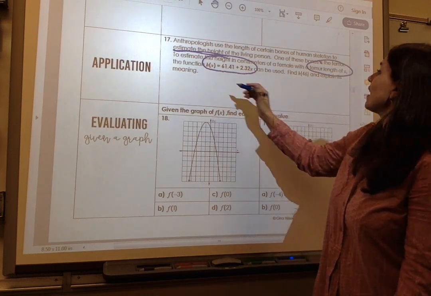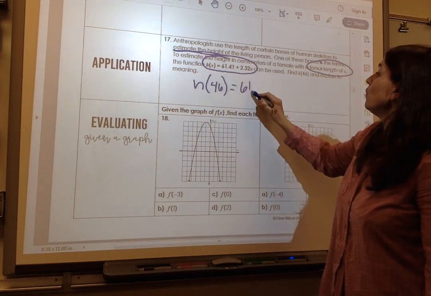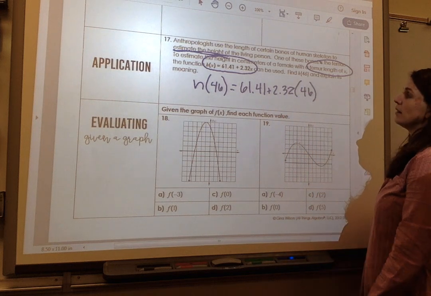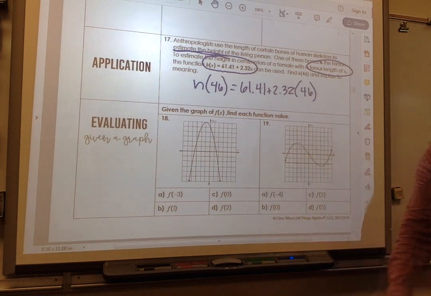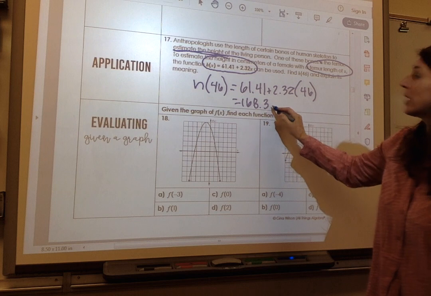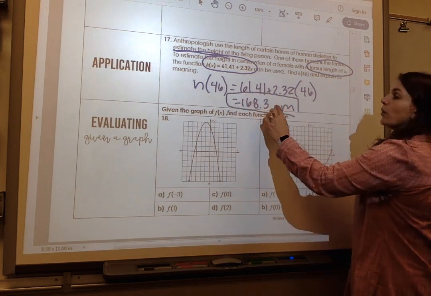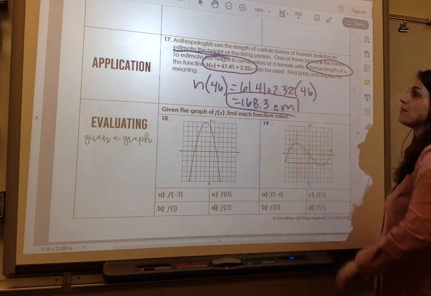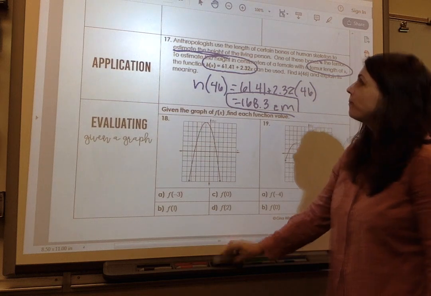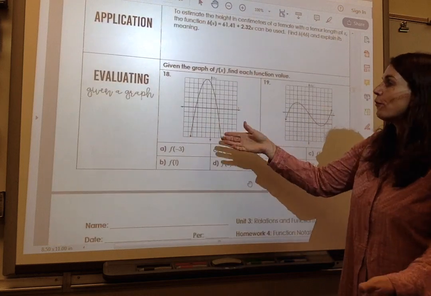So all it's asking is to find the height if you know that the femur was 46. When we multiply that and add 61.41, we get 168.3, and it stands for centimeters. So 168.3 centimeters is the height of this female if the femur length is 46 centimeters. Okay? All right. Now, look at if we're given a graph.